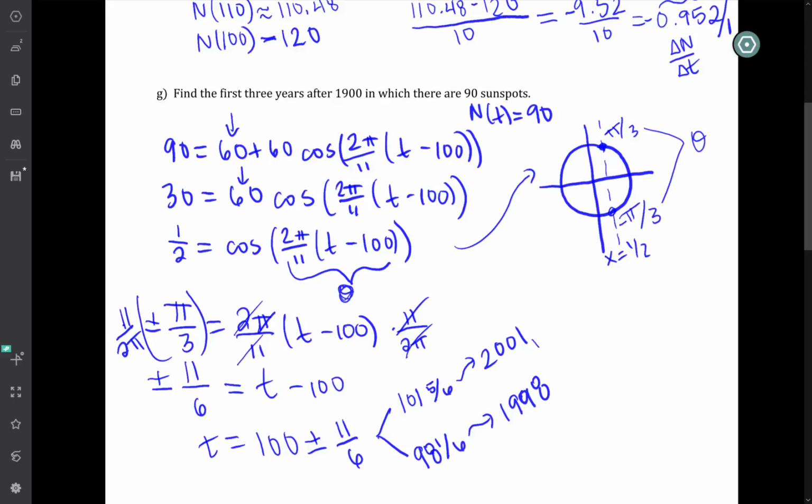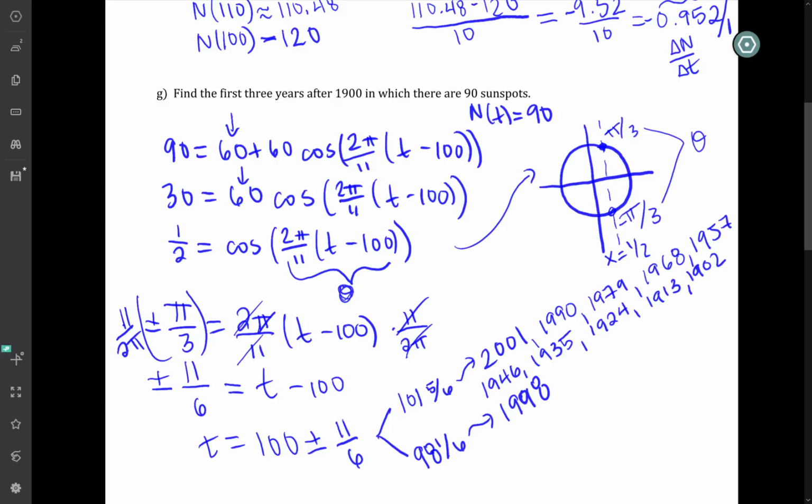So the period is 11. If I subtract 11 from that, I'm going to get 1990. And if I keep doing it, I'm going to get 1979, 1968, 1957. Hopefully I'm counting right. And then 1946, 1935 and 1924, 1913, and 1902. Okay, so now it's starting to look more promising.